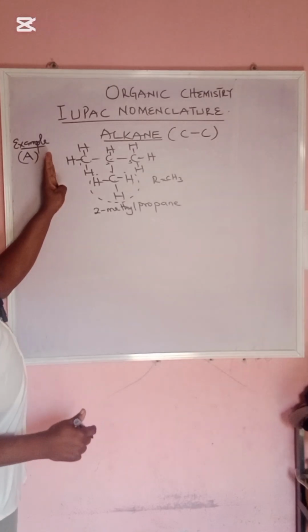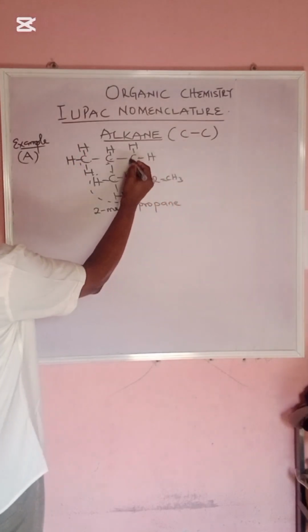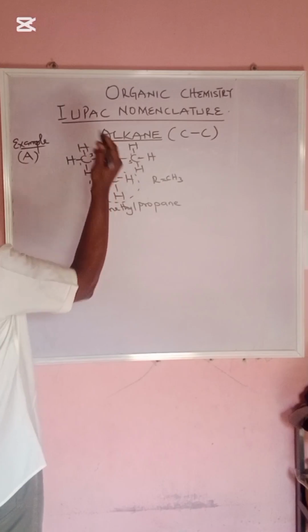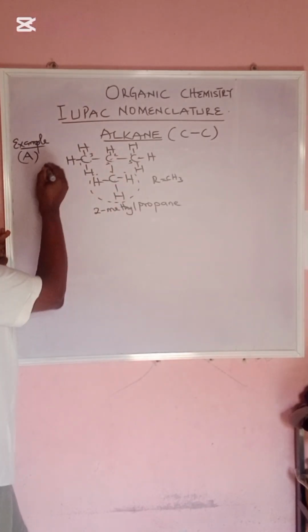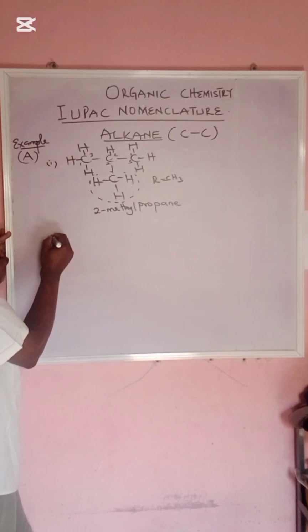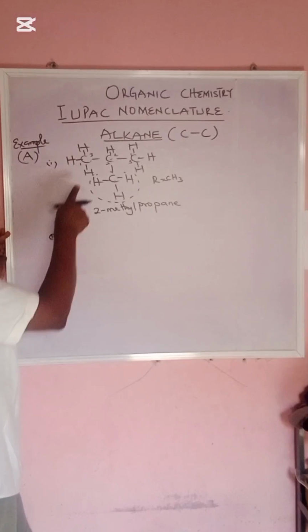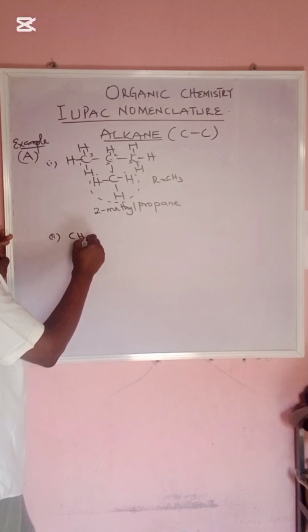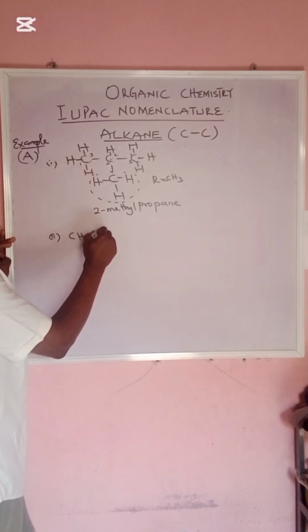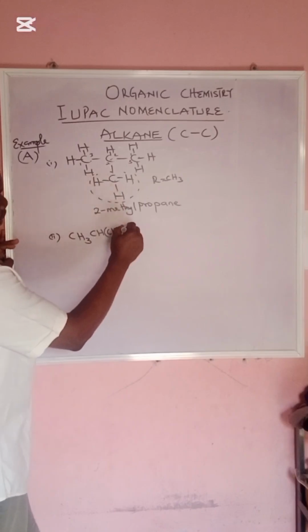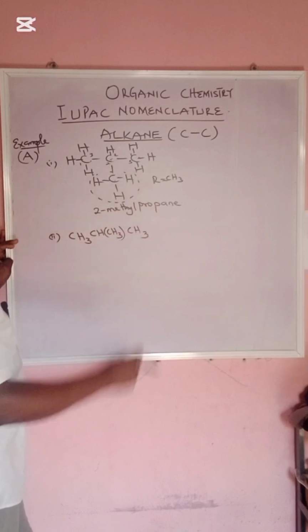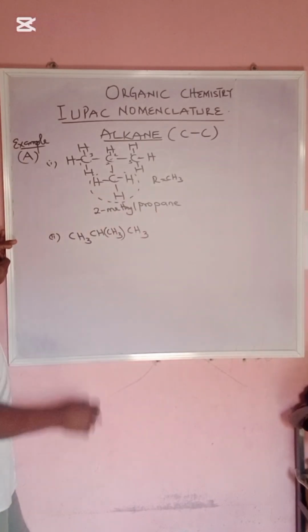So you have counted from left to right. If you count from right to left, 1, 2, 3, still the same thing. The alkyl group is still attached to carbon 2. Please take note of this. Very, very important. And we have a situation whereby the molecular formula will be given, like CH3, bracket attached, then CH3. You'll be given this and you have to draw the structure and name it.